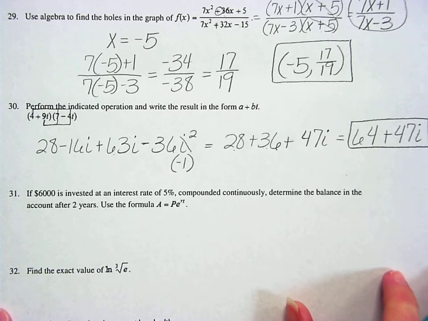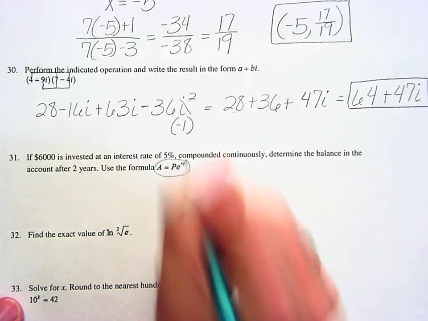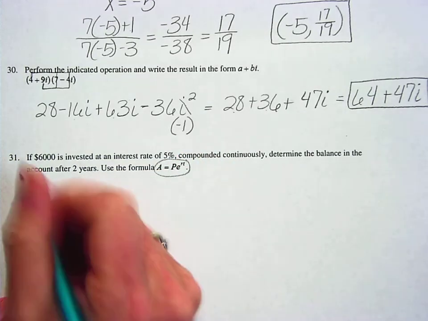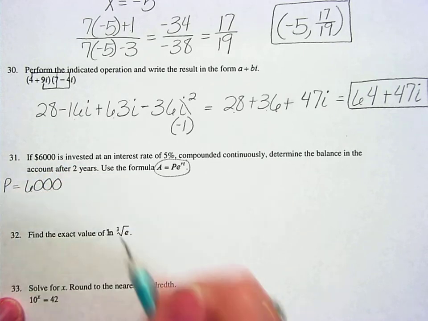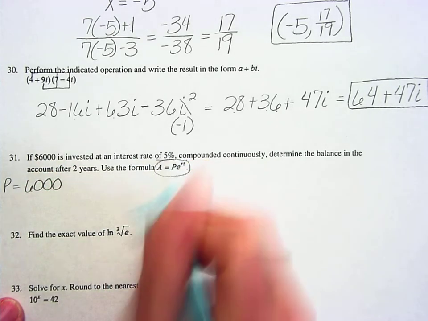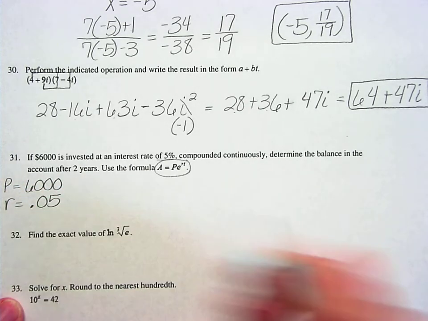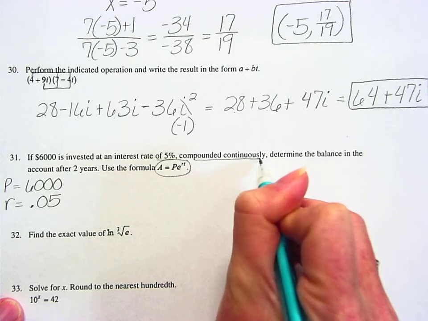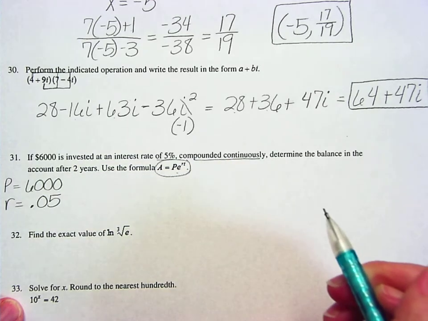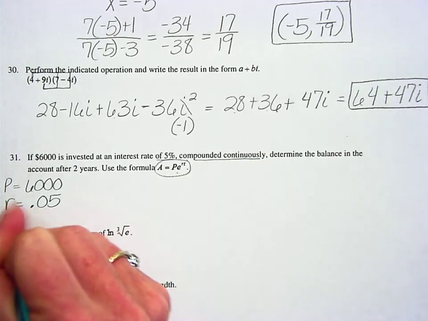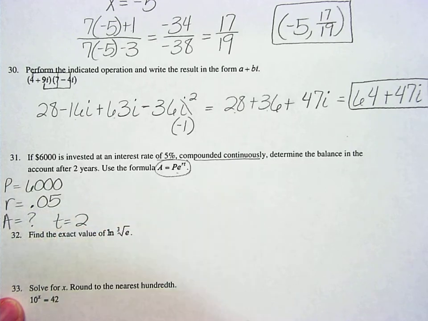All right, on 31, we're working with this Pert formula right here. They tell me to use that. I'm going to invest $6,000, so that's going to be my principal amount. That's the amount that we invest at the beginning. I've got an interest rate of 5%, so I'm going to change that into 0.05 so that I can use it in my formula. And because we're compounding continuously, that's how I know to use this Pert formula right here. And we want to determine the balance, so that ending amount is what we're looking for after 2 years. So my time's going to be 2.